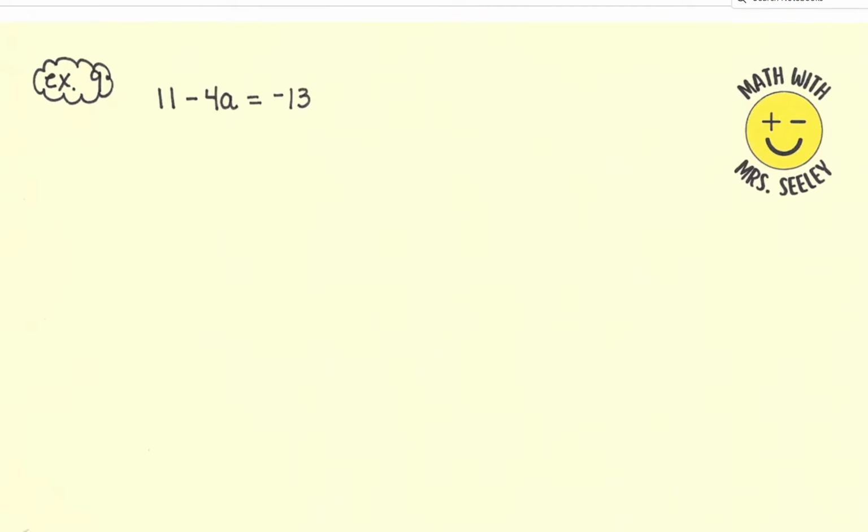Okay, number 9, and if you want to, pause the video and solve for that variable a, and then come back and check with me. All right, the first thing we do is the number by itself, and then if you're attached to the letter, that's the second thing you're going to do. So to get this to the other side, look at his face. That's a positive.